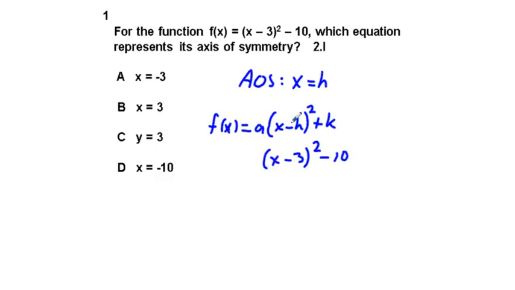So the h, the 3, takes the place of the h in this form of vertex equation. So that means that h is equal to 3. And since h equals 3, our axis of symmetry formula is x equals 3. So that is our answer. Answer choice B.